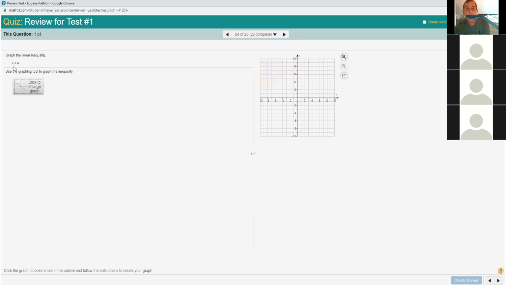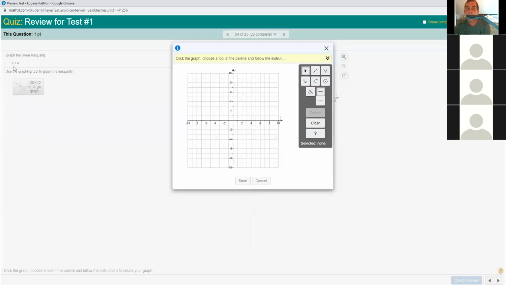Since this is only an x, it's going to be a vertical line. So watch what I'm doing. Now notice there's no equals on it, so we need to use the dotted tool. So what you'll do, grab the line tool. X is less than 4, which means we go to 4 on the x-axis and draw me a vertical line. So just click it twice in a vertical line.